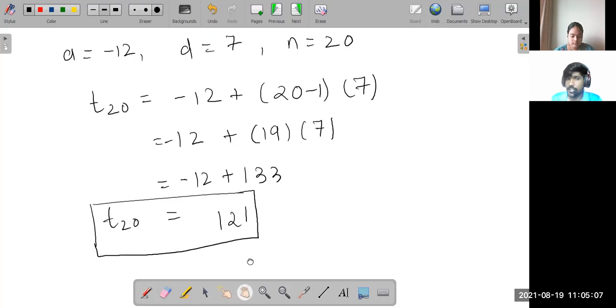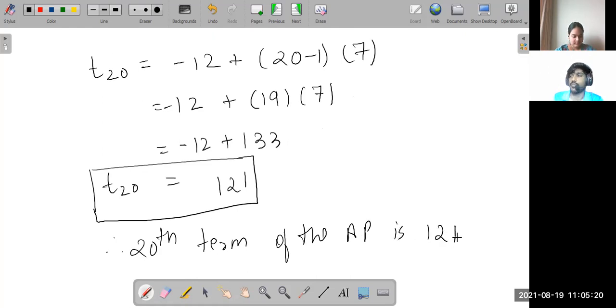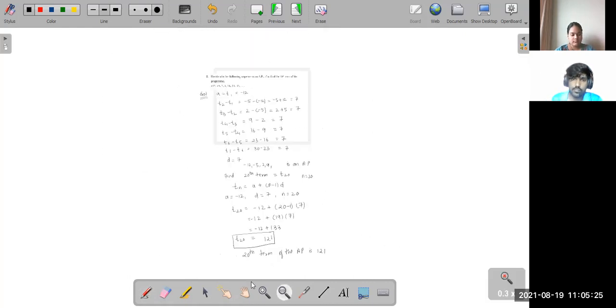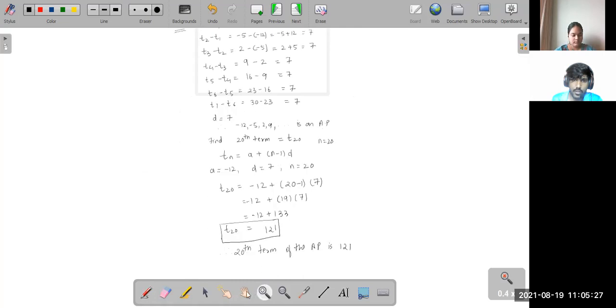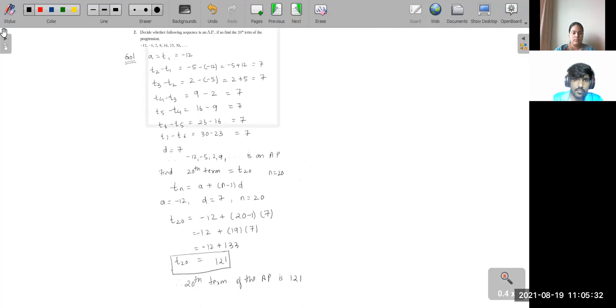So the 20th term of the AP is 121. Is this sum clear? Yes. Okay, now I want you to write it down. Can you see the entire sum? Yes. Okay, write it down. Any doubts, you can ask. See that you do the calculations and write the calculations properly.